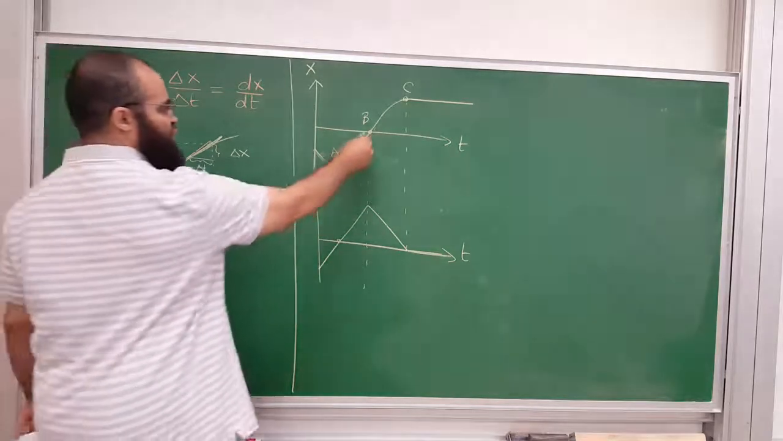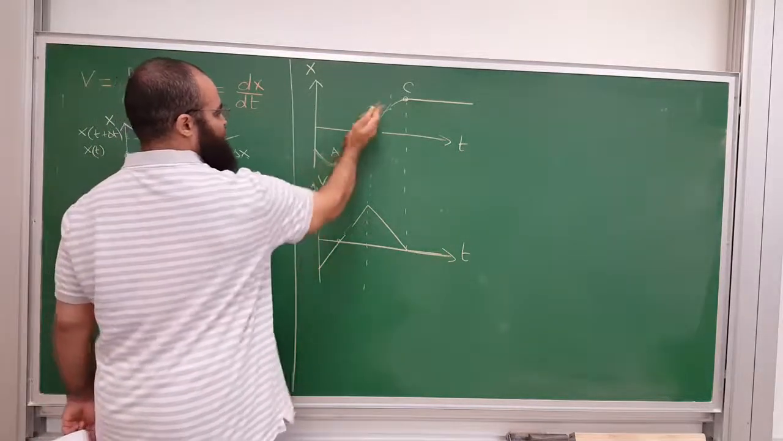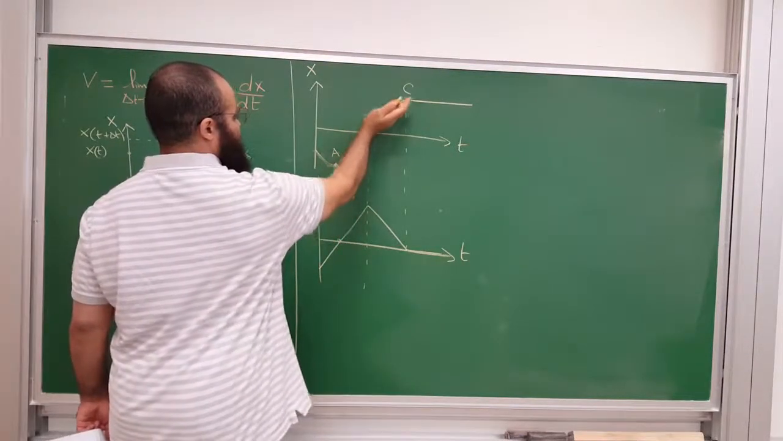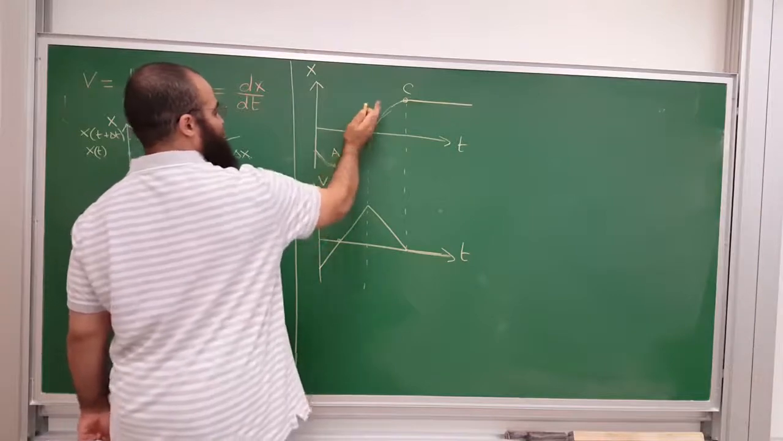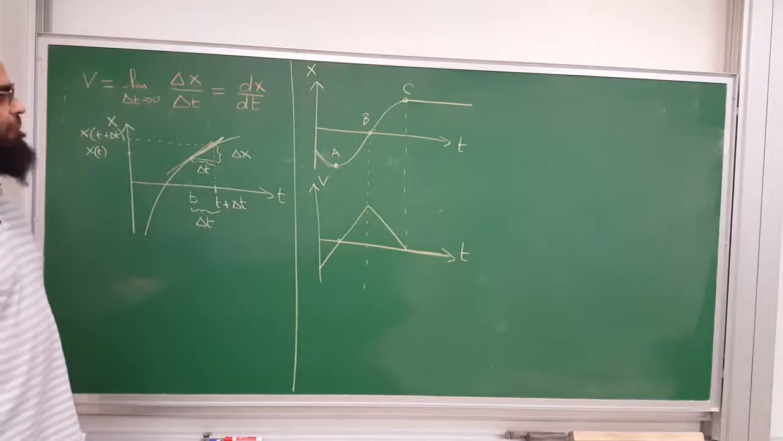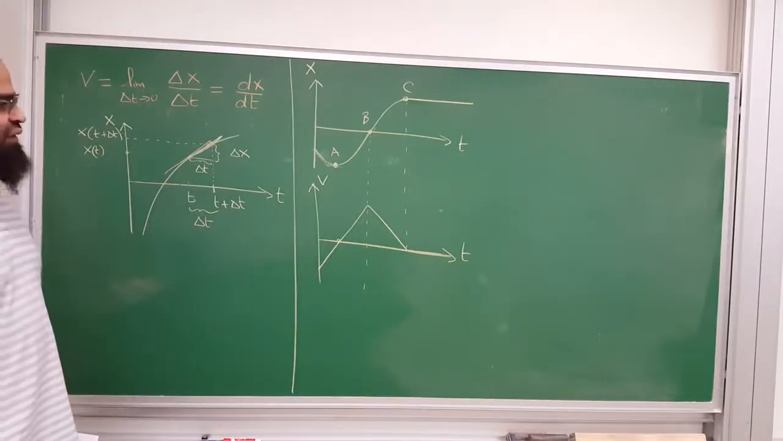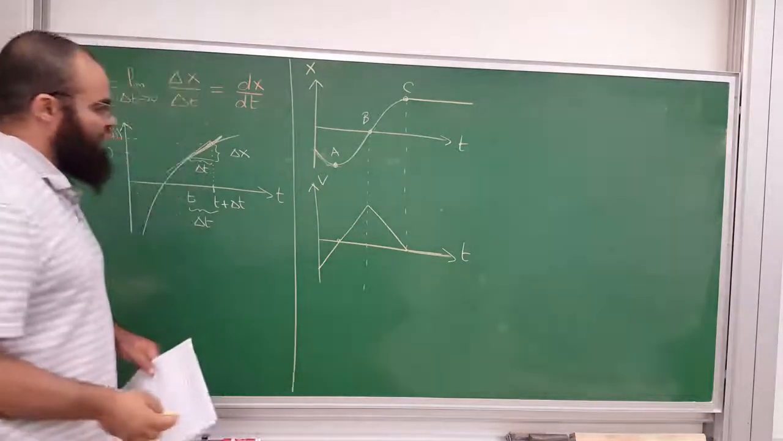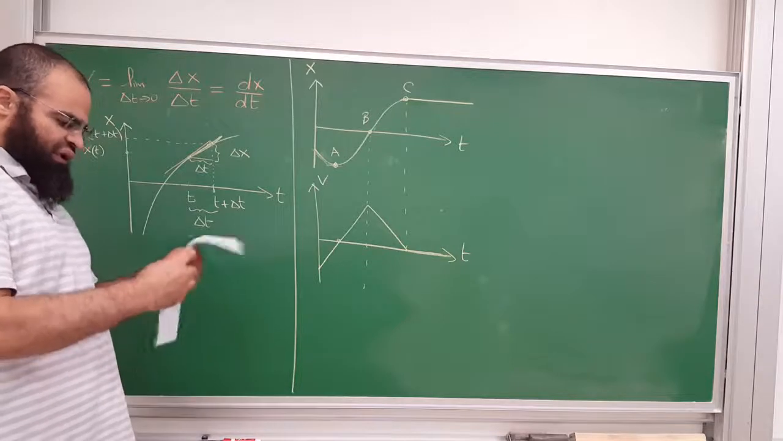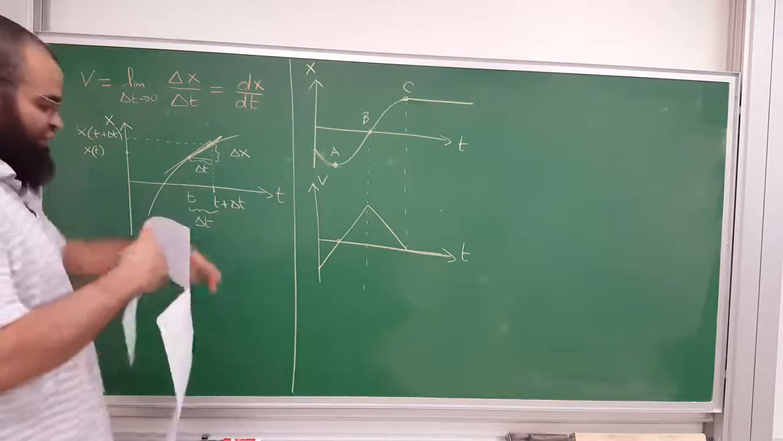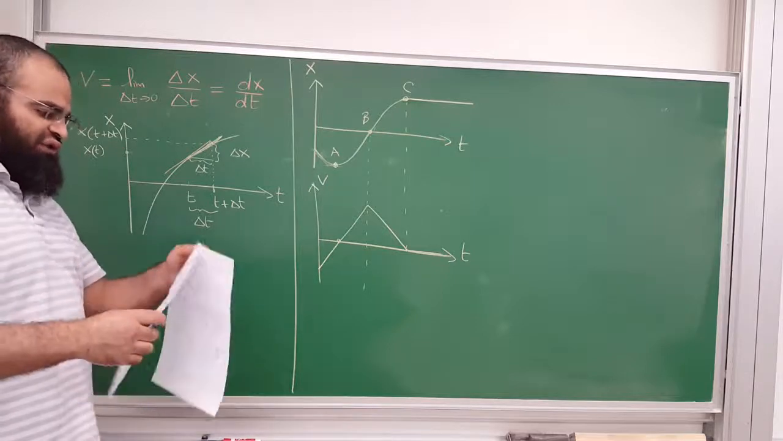By the way, this point here where the derivative changes, when it changes from an increasing slope to a decreasing slope, is called the point of inflection. That's where the second derivative will be 0. Okay, so that's that. So this is the velocity versus time, the instantaneous velocity.